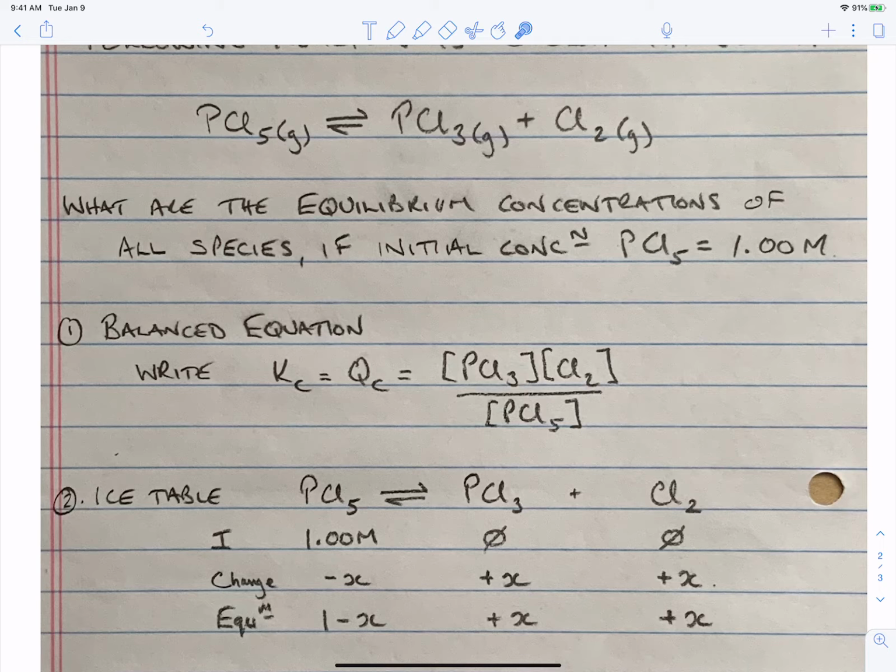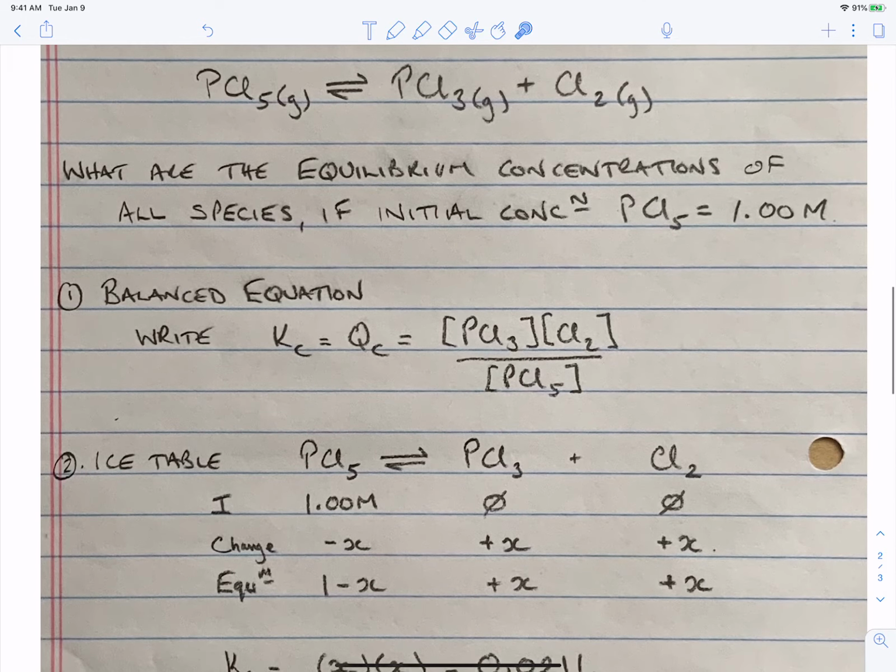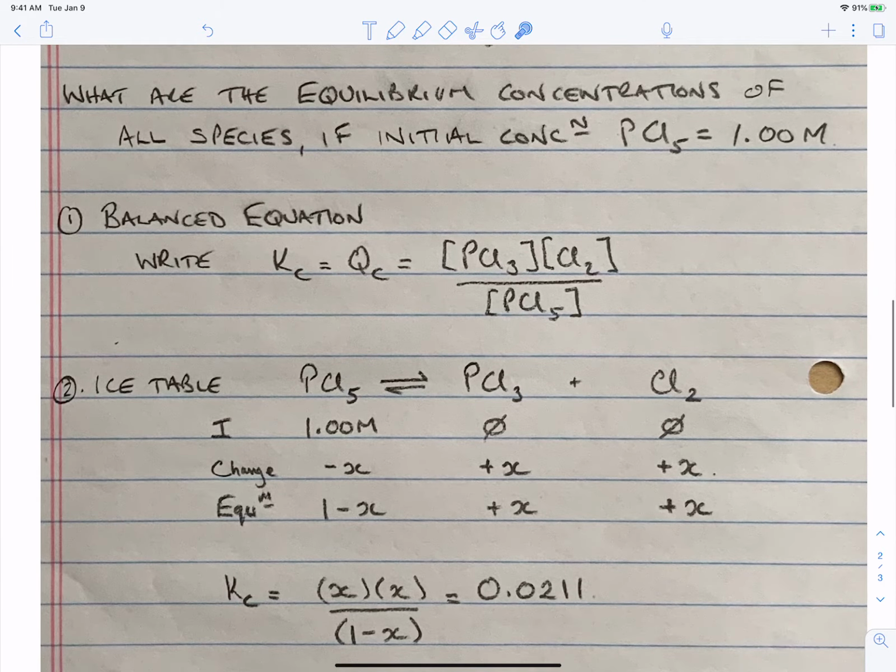And so at equilibrium, now we're on the E part of the table, 1 minus x is how much the concentration of PCl5 is at equilibrium. And 0 plus x equals plus x, that's the concentration of PCl3 at equilibrium, and the same is true for Cl2, for chlorine gas. And so now what we can do is, we know all of these values, and of course we're going to have to find this variable.